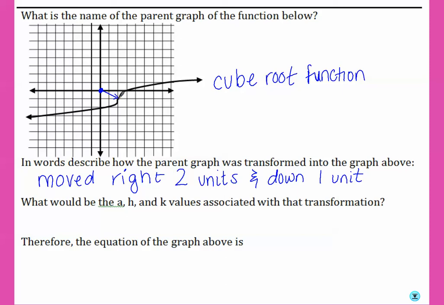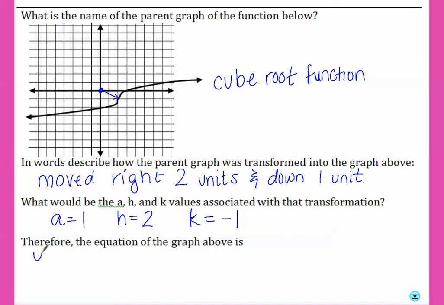Since from the new center it goes over 1 and up 1, we know that the A value is 1. And then based on what we just wrote, we can determine H and K. Since it moved right 2, we know H is positive 2. And then since it moved down 1, we know K is negative 1.